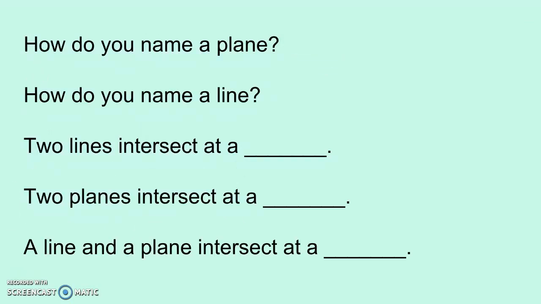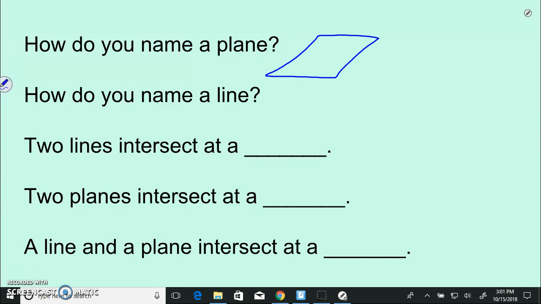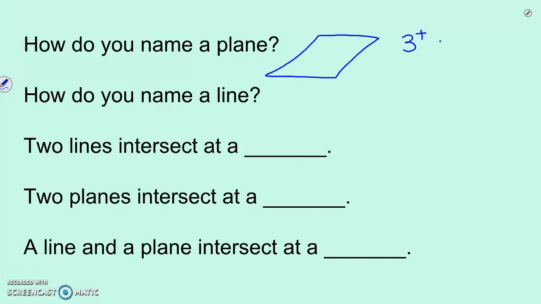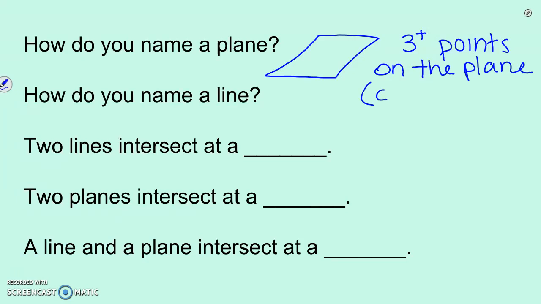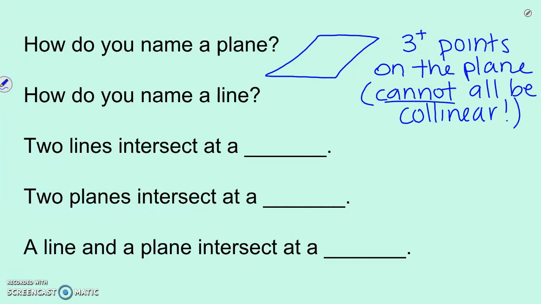How do you name a plane? How do you name a line? So remember, a plane. I name a plane with three or more points. So three plus points on the plane. But they cannot all be collinear.